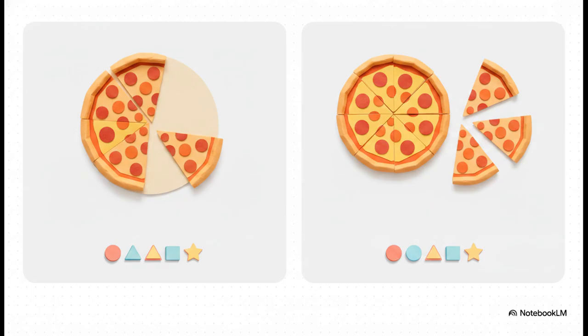But on the right, we've got improper fractions. This happens when the numerator is equal to or actually larger than the denominator. Think 5/4 or 7/3. This represents one whole or even more. So instead of a partially eaten pizza, an improper fraction means you literally have more slices than a single whole pizza even contains. Crazy, right?